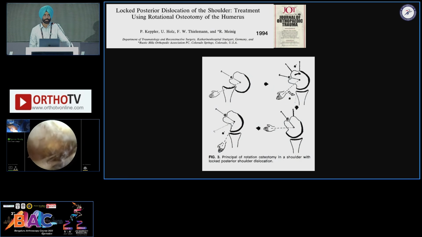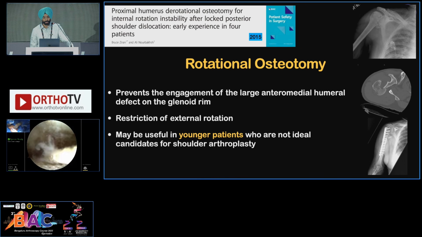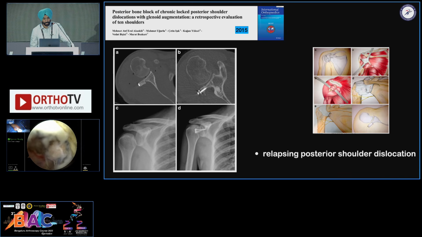Then comes an osteotomy for these patients. Especially this was regarded for a younger patient who has a large anteromedial humeral defect, so that it doesn't engage onto the glenoid rim. However, there was some restriction of external rotation, and it can be useful in younger patients, in patients in whom we don't want to do an arthroplasty.